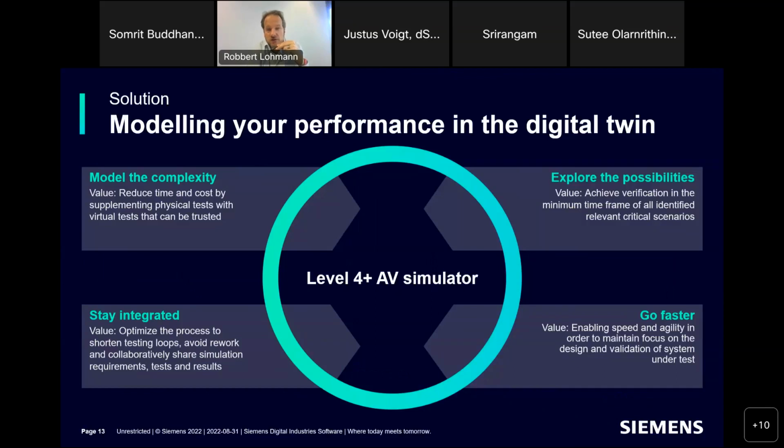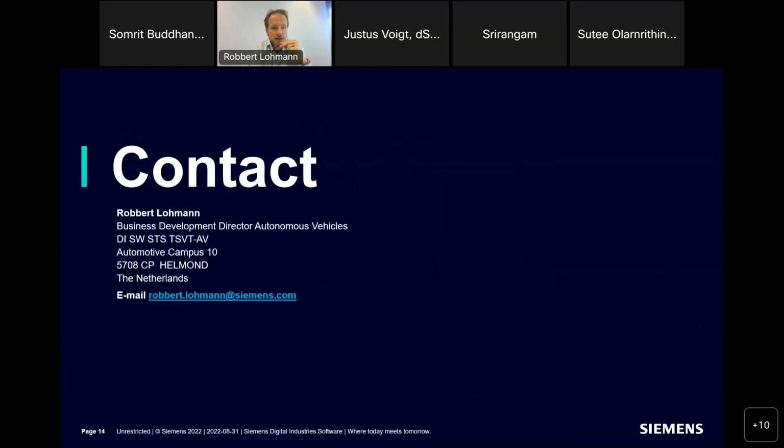Then when you look towards the digital twin and the AV simulator, you see that we clearly mapped the capabilities of the AV simulator and the value that we try to provide to our customers relative to the 4 pillars that we see contributing to the simulation. And that concludes my presentation. I'm looking forward to the panel discussion. Thank you very much.